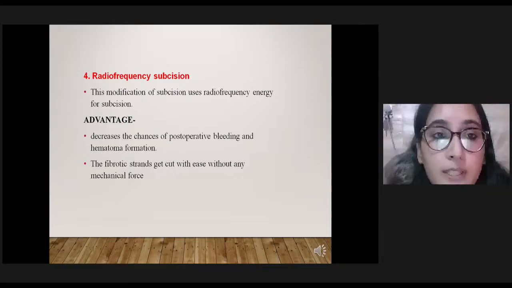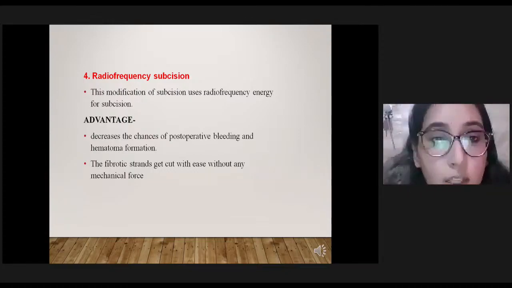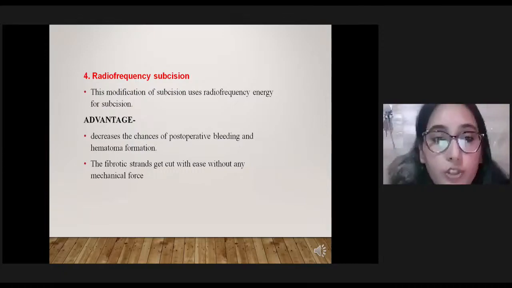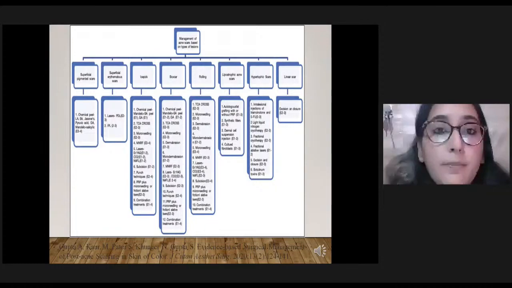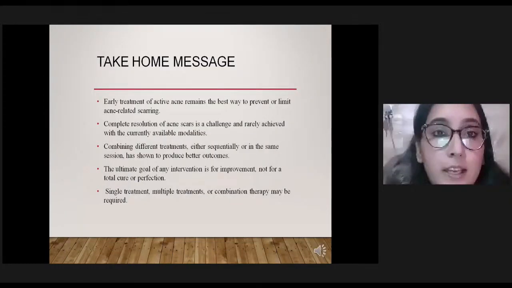Radiofrequency subcision is a modification of subcision. It has the advantage of decreasing the chances of post-operative bleeding and hematoma formation. The fibrotic strands get cut with ease without any mechanical force. Now, this is a figure showing the management of acne scars based on the individual scar types, including ice-pick, boxcar, rolling, linear, and hypertrophic scars.